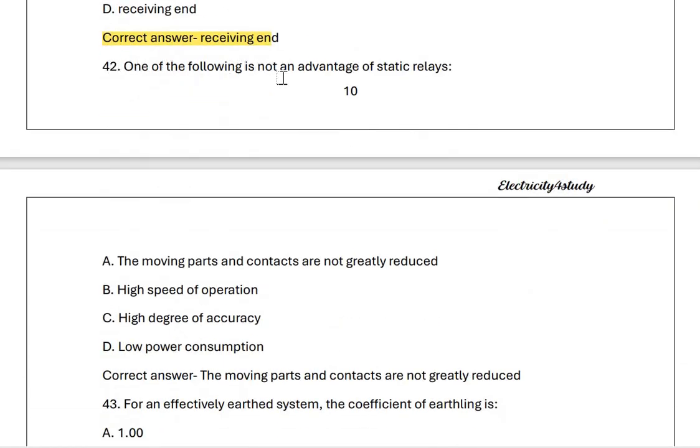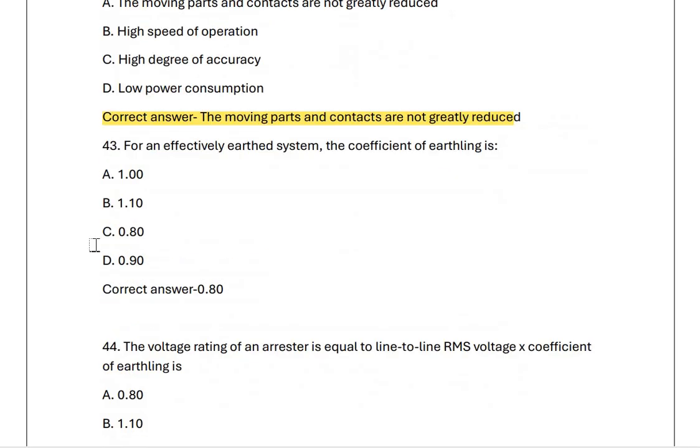42. One of the following is not an advantage of static relays. A. The moving parts and contacts are not greatly reduced. B. High speed of operation. C. High degree of accuracy. D. Low power consumption. Correct answer: the moving parts and contacts are not greatly reduced.